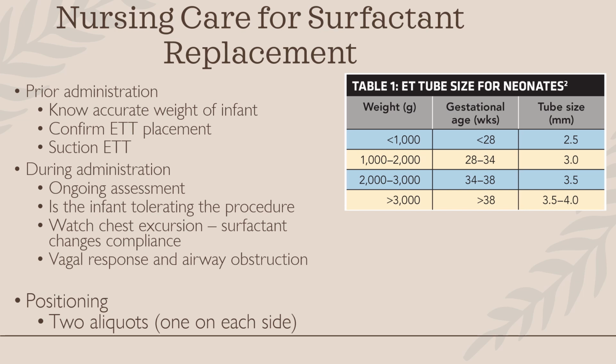We also need to know an accurate weight of our baby so we can determine the right size ET tube. And the way I remember, I keep it easy, 1, 2, 3. 1 to 2 kilos gets a 3.0 tube. If you are above 2 kilos, you get 3.5. If you're below 1,000 grams, you get 2.5. I have very rarely used a 4.0 tube. I can count on one hand in almost 30 years.